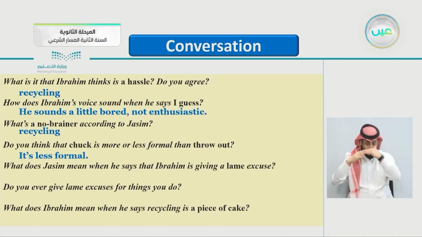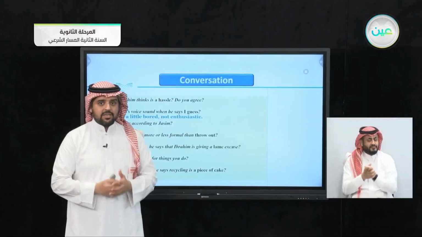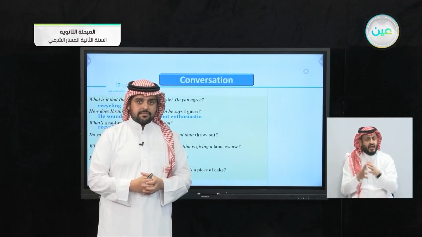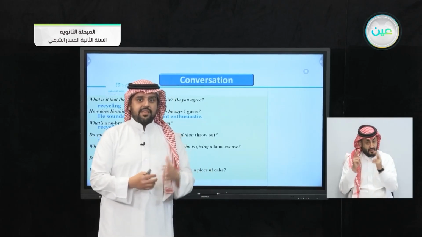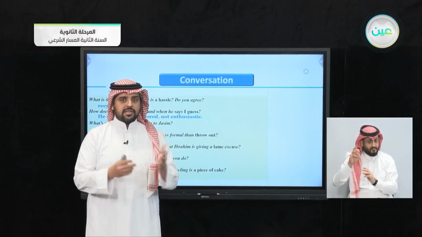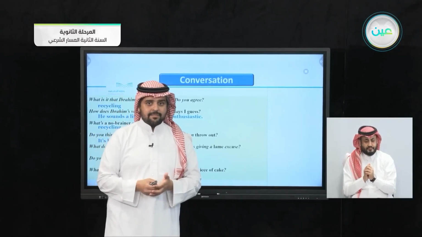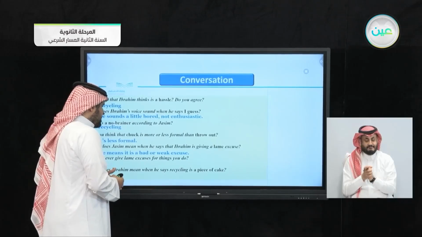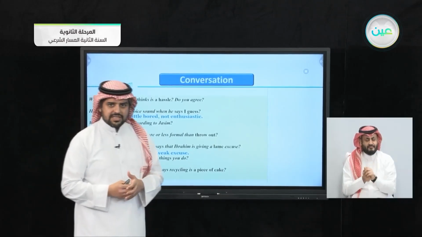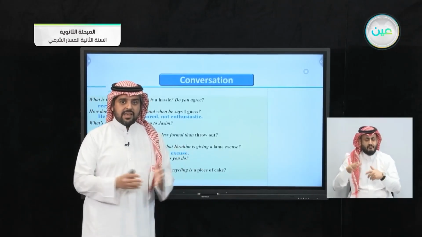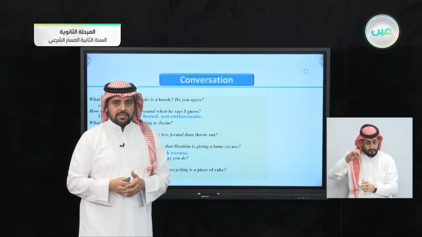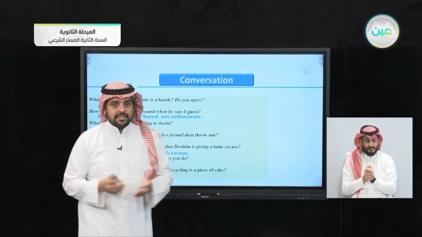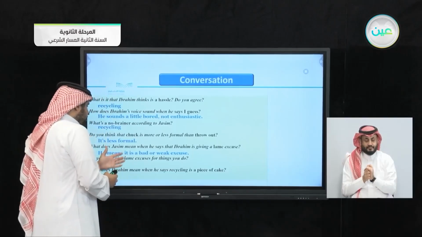What does Jassim mean when he says that Ibrahim is giving a lame excuse? When Jassim told Ibrahim that's a lame excuse, what does he mean? From the conversation, of course, when he said that's a lame excuse. What does he mean by lame excuse? Let's see the correct answer here together. He means it is a bad or weak excuse. You can know from the context of the conversation that lame means bad excuse. That when he said that it's a lame excuse, means it's a bad excuse or a weak excuse.